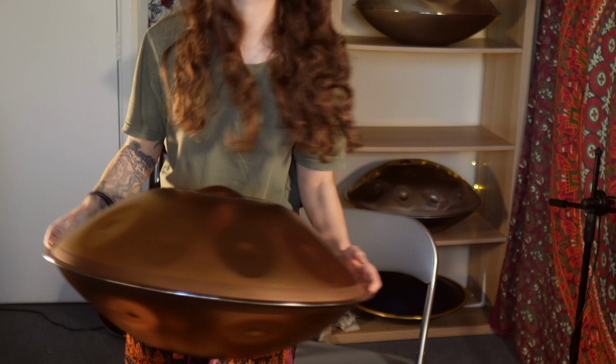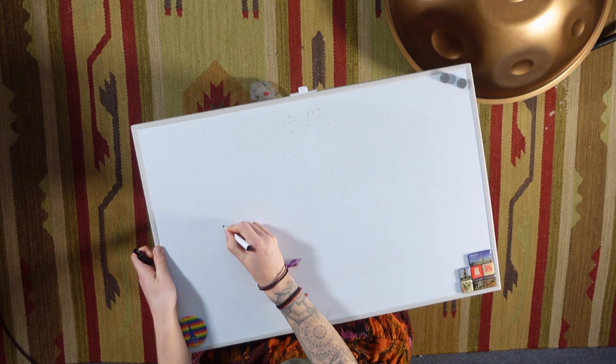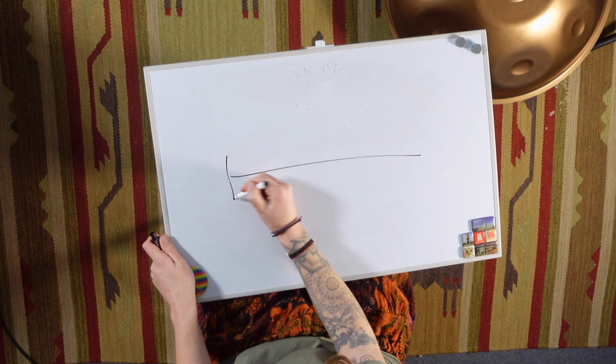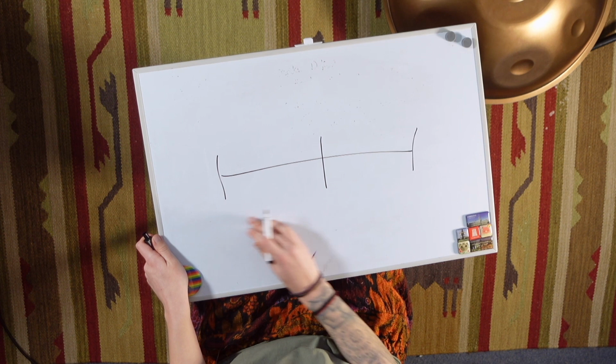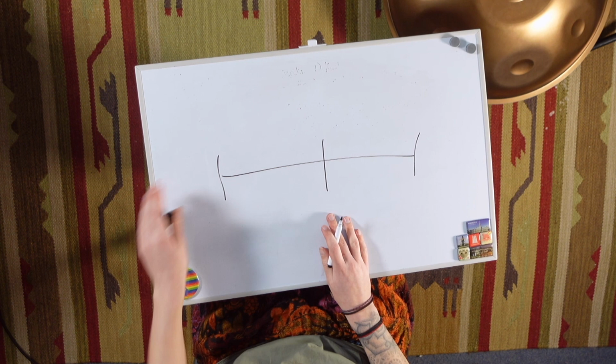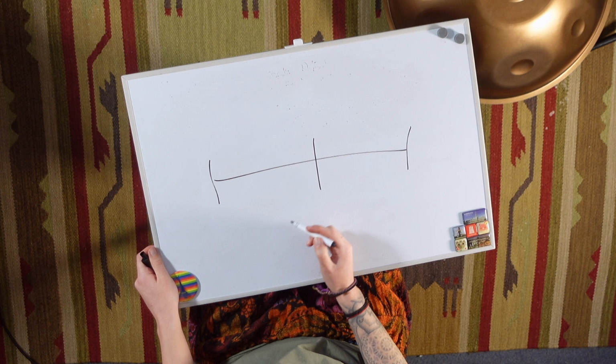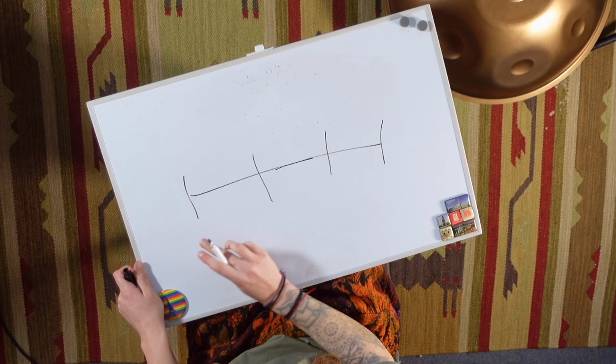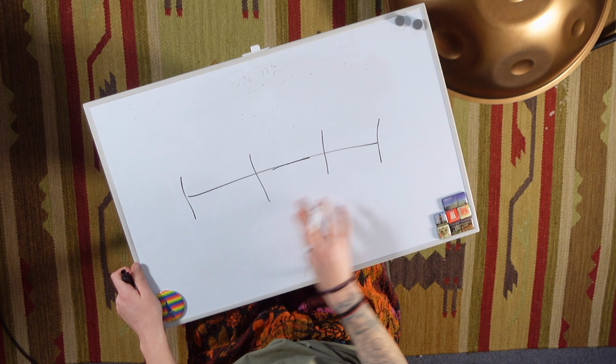So let's imagine we've got a space of time. That's what my space of time looks like, right? We've got the same space to work with. If I was to divide this into two equal parts, we would have this count: 1, 2, 1, 2, which was my left hand on the handpan. If I were to divide this into three equal parts, we would have 1, 2, 3, 1, 2, 3, 1, 2, 3, right?